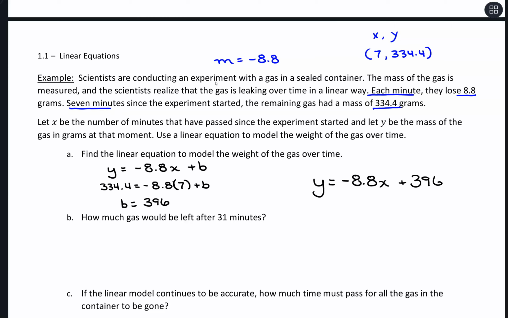How much gas would be left after 31 minutes? So that would be plugging in 31 for x. And solving. So negative 8.8 times 31 plus 396 is 123.2. And to get our units, that's how much gas we have, so that would be in grams.